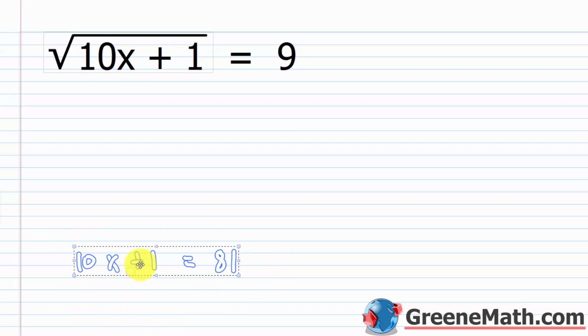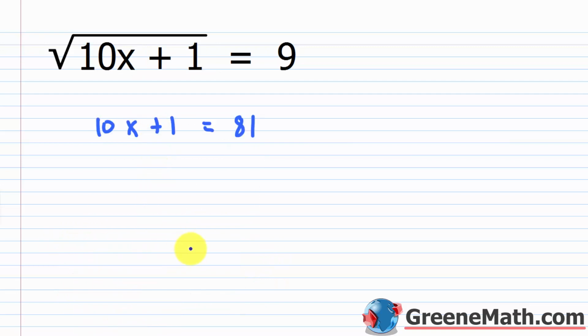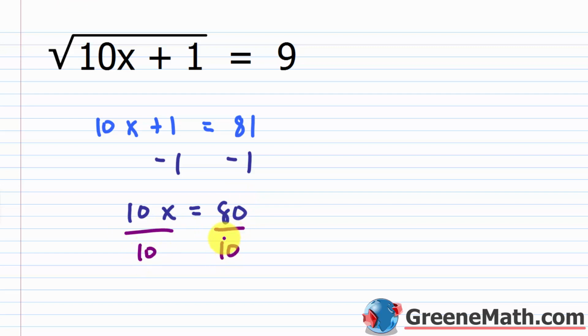All right, let's scooch this up, and let's just solve this equation. So let's subtract 1 away from each side. This gives me that 10x is equal to 80. I want to divide both sides by 10 so that I can isolate my variable x. And so we know that this would cancel with this, and I get x is equal to 80 over 10, which is 8. So this is my proposed solution here. x is equal to 8.